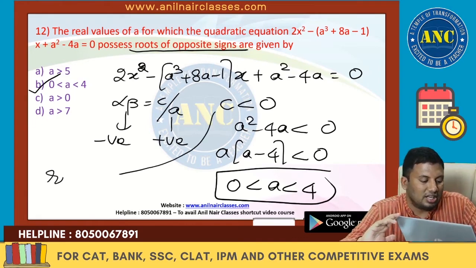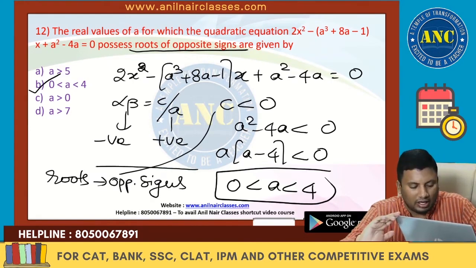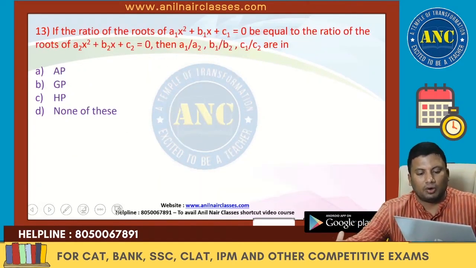C less than 0 is the condition for the roots to be opposite in sign. For the roots to be opposite in sign, this will be the condition. 12th, I hope it is clear.